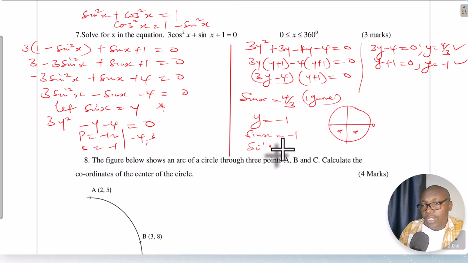Once you get the sine inverse of 1, you get 90. But when you get the sine of 90, it gives you 1. So which angle will give you negative 1?